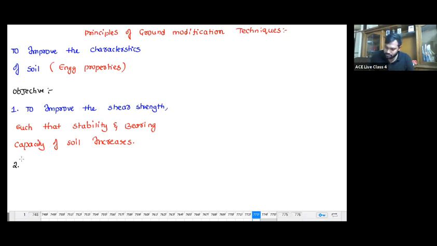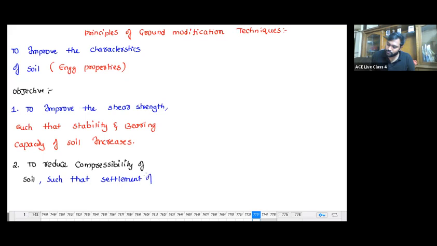Next, to reduce compressibility of soil such that settlements of a structure reduce. So before construction itself, my main aim is number one, to improve the strength, number two, to reduce the compressibility.